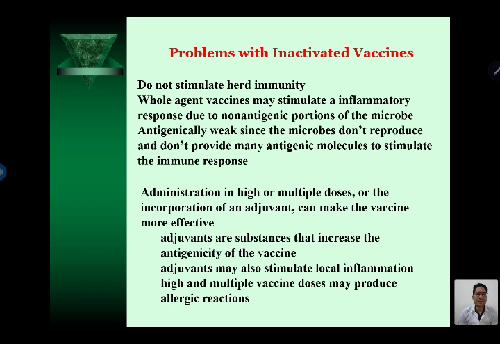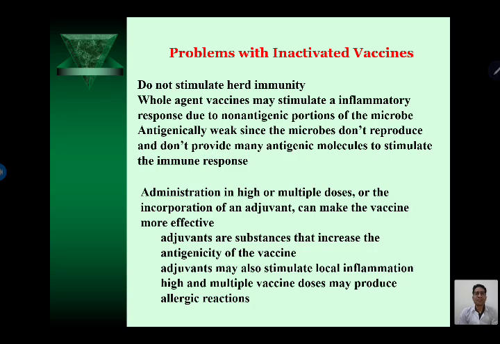Antigenically weak, since the microbes don't reproduce and don't provide the many antigen molecules to stimulate the immune response. The administration in high or multiple doses, or the incorporation of an adjuvant, can make the vaccines more effective. Adjuvants are substances that increase the antigenicity of the vaccine. Adjuvants may also stimulate local inflammation. High and multiple vaccine doses may produce allergic reactions.